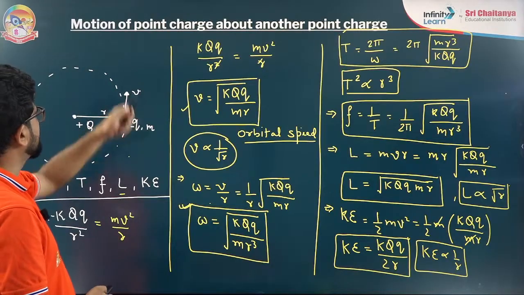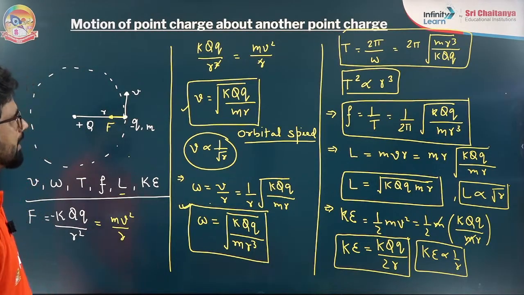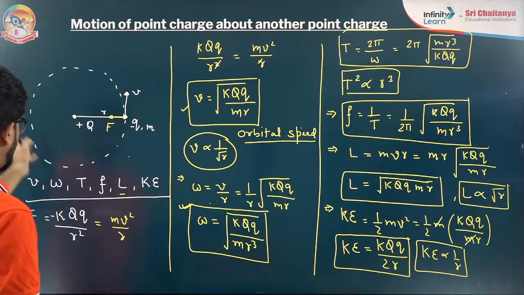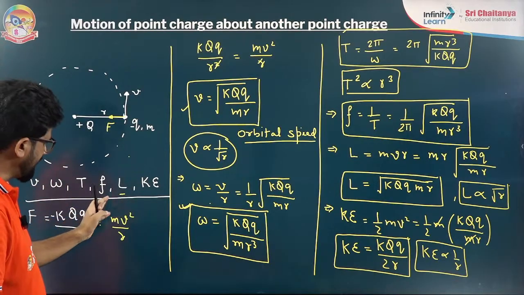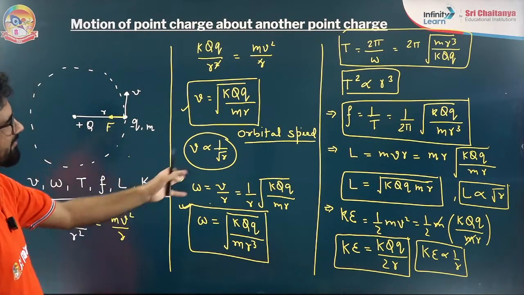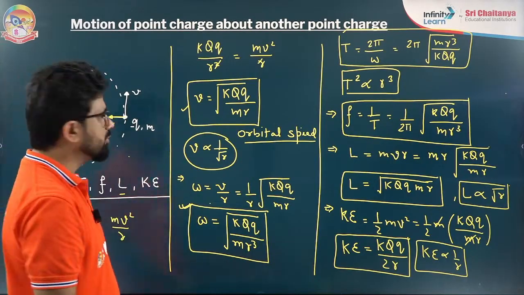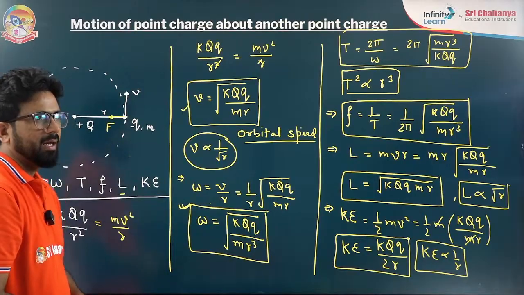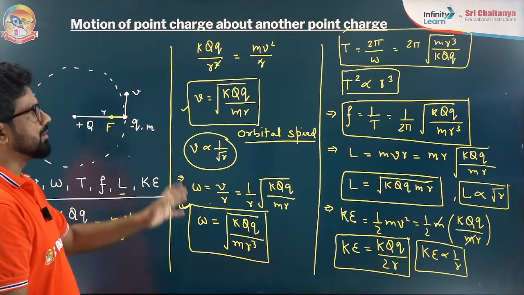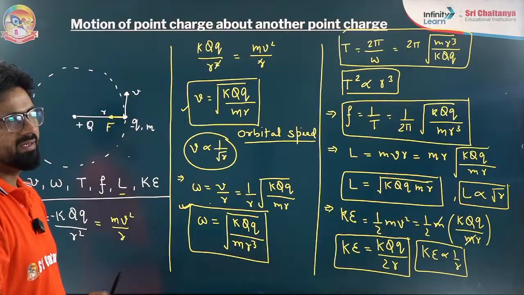After that, I told you the motion of a point charge. About another point charge, we have solved this part: v, omega, t, frequency, angular momentum, kinetic energy. We have solved these, and this is a very important question. If we solve this part, for electrostatics also, for the atom chapter also, it's very important.